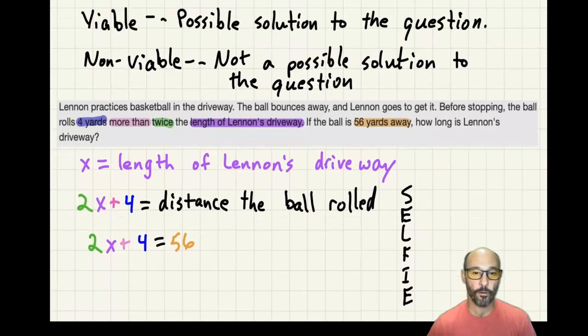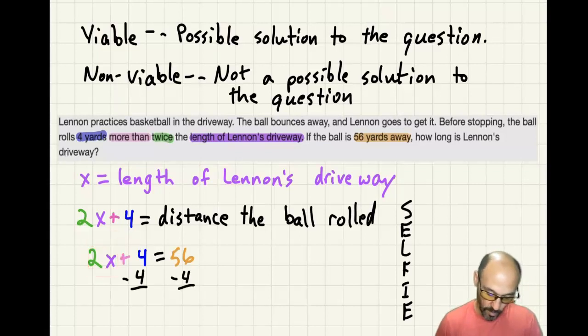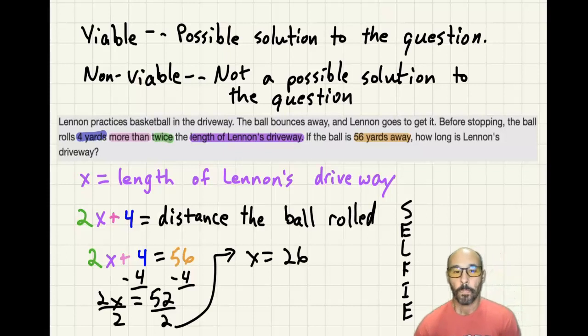Now we're going to solve for x. That's the find. So here I'm going to subtract 4 from both sides so that we can get that 2x term by itself. We'll have 2x is equal to 52. Now we divide by 2. Sorry, that's getting a little sloppy. X equals 26. So that is our solution. We found it. Now we need to interpret it.